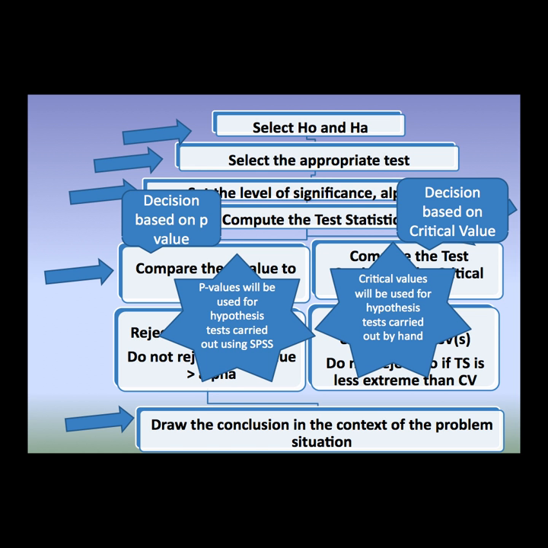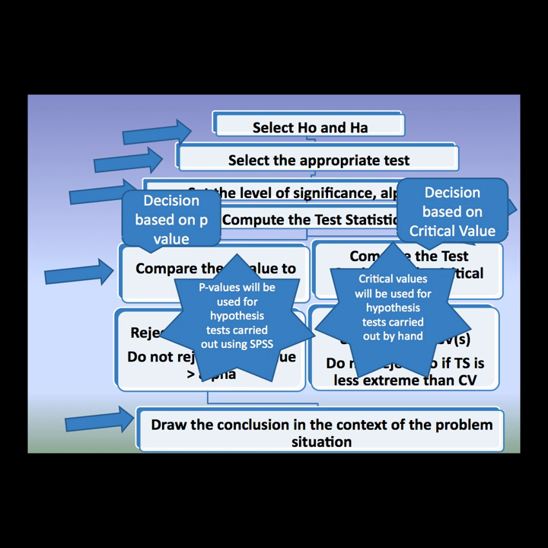After the test statistic is computed, there are two ways to draw a conclusion about the statistical test. The first way is to compare the p-value to alpha. This is the desired way when results are obtained using computer packages. When the p-value is used, the conclusion is reject if the p-value is less than or equal to alpha. Do not reject the null hypothesis if the p-value is greater than alpha.